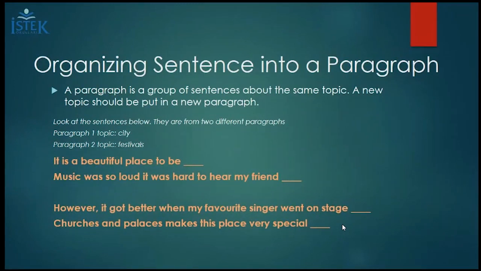Let's see, organize a sentence into a paragraph. A paragraph is a group of sentences about the same topic. A new topic should not be in the first paragraph. It should be in a new paragraph. Look at the sentences below. They are from two different paragraphs. Paragraph one is about a city, and paragraph two is about festivals. Try to see if it's topic one or topic two, paragraph one or paragraph two that it belongs to.